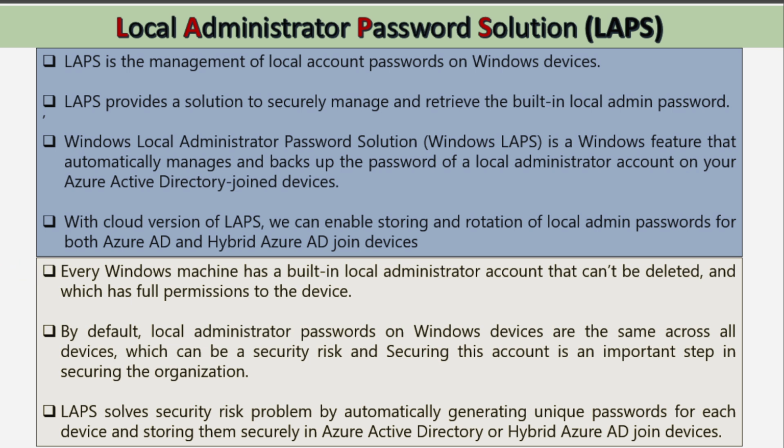Every Windows machine has a built-in local admin account that cannot be deleted and which has full permission to the device. By default, the local administrator password on Windows devices is the same across all devices, which can be a security risk, and securing this account is an important step in securing the organization. LAPS solves this security risk by automatically generating a unique password for each device and storing them securely in Azure Active Directory or hybrid Azure joined devices.